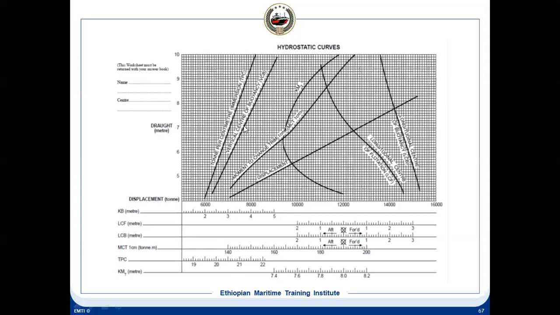Now this is the vertical center of buoyancy, that is VCB. What is this VCB? Here VCB is not written. Tell me which one is VCB. It is the KB. KB and VCB are the same. It means if you look at this, our shape is like this, and suppose this is B, and this is K. So this is KB.